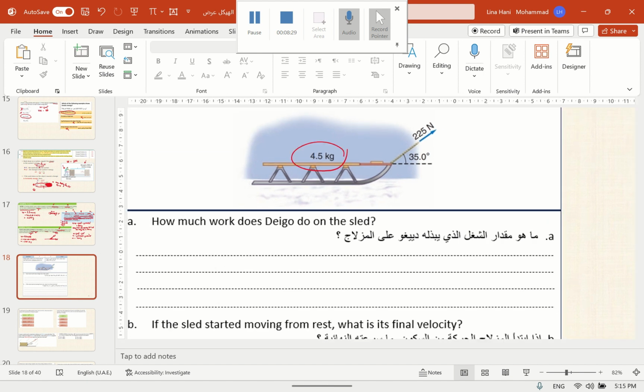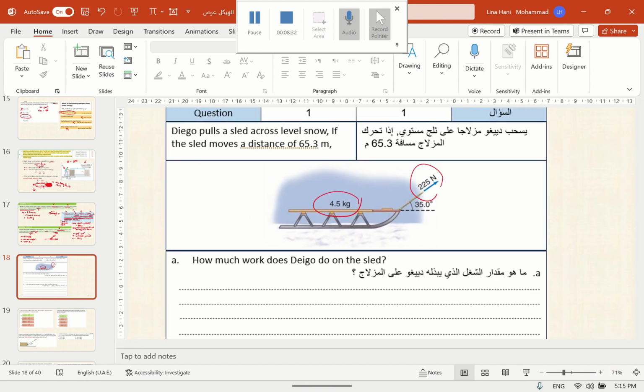Well, we can see that in the image, we also have some other info. Yes, I have the distance here, but I also have the mass, the force, and the angle between the displacement vector and the force. Of course, it's going to move like this. So I have other info mentioned on the image.